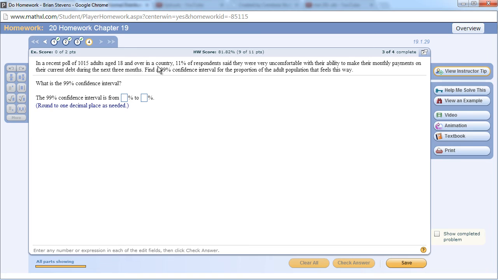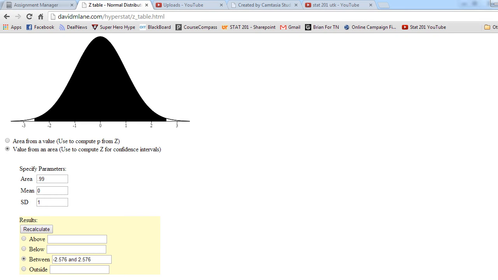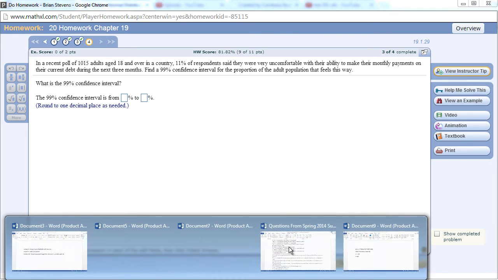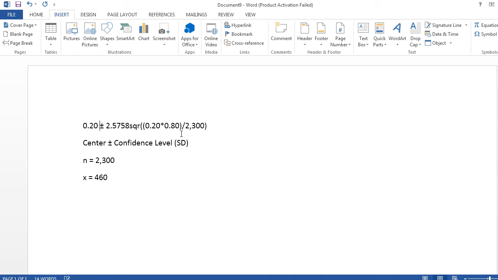We have 11% as the p hat. So we can actually solve right here. Let's go back and get our numbers again: 1015 and 11%. 11% is our p hat, and we need to put an 11 here. And we need to put in q here, and then 1015.